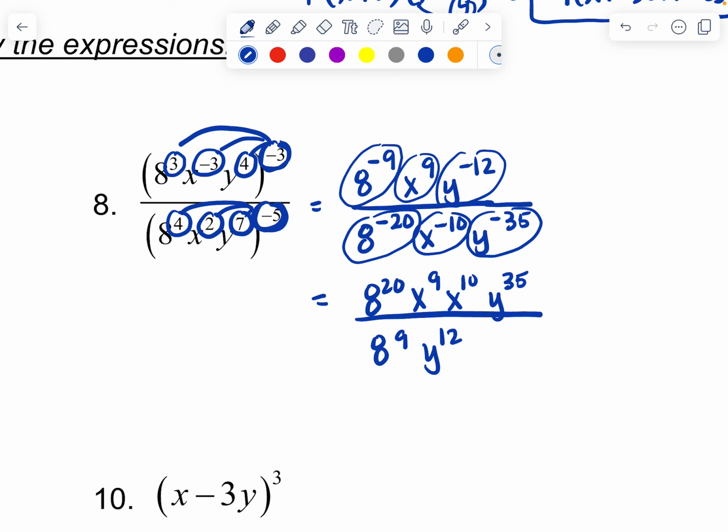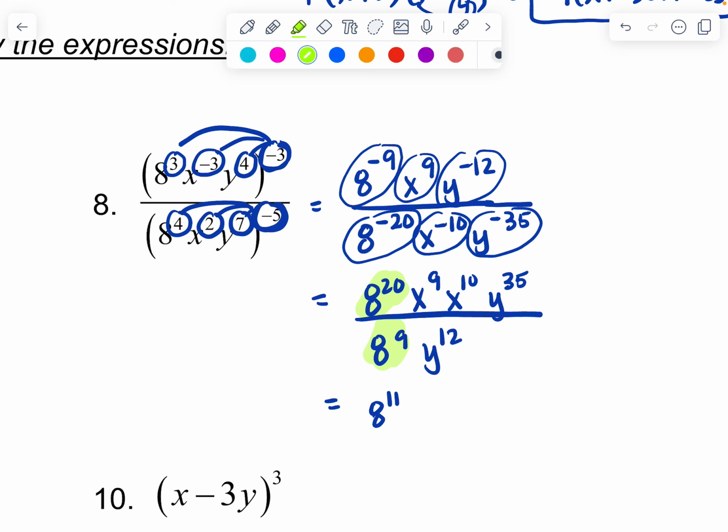Okay, now let's combine these together. I'll use different highlighters here. Okay, look, these both have the same base. When you are dividing, you're actually subtracting those exponents. So this is going to be 8 to the 20 minus 9, which is 11. Now, do I expect you to calculate 8 to the 11th power? Absolutely not, unless you're bored and you really want to.